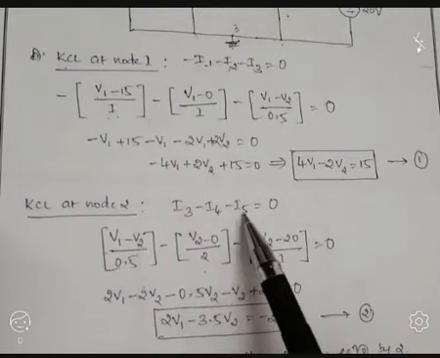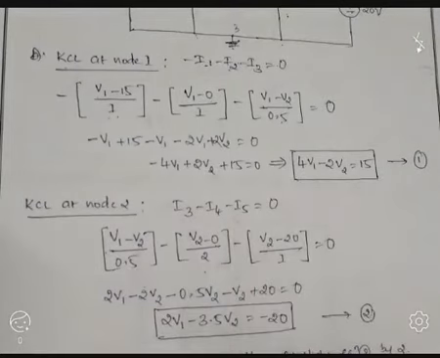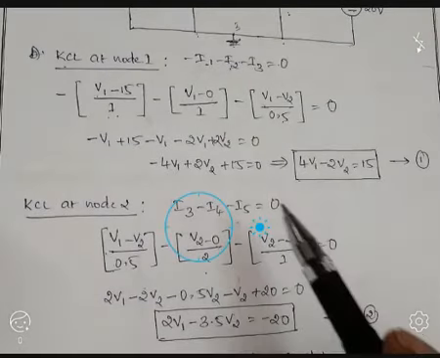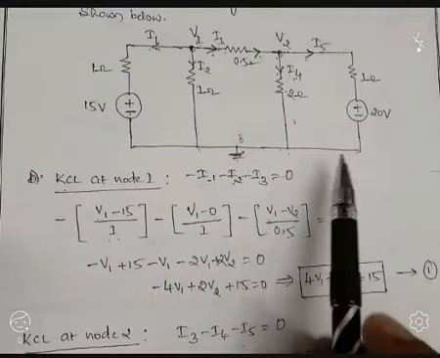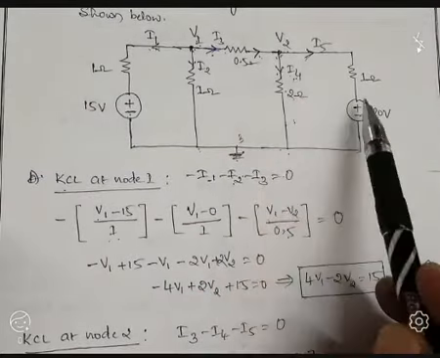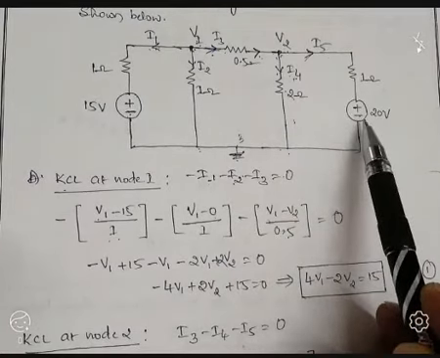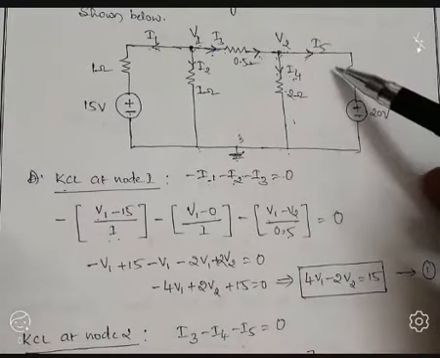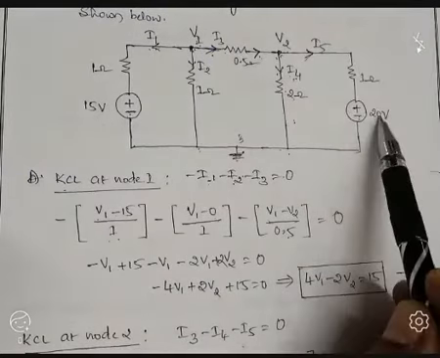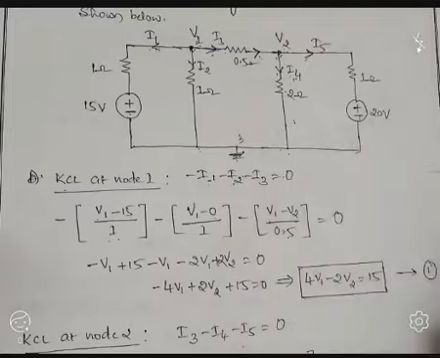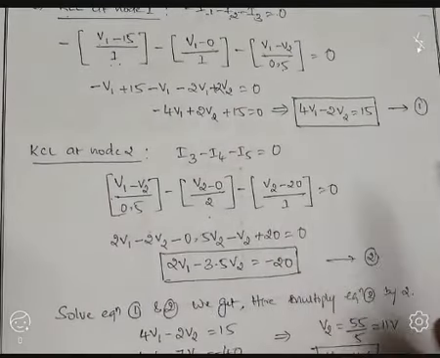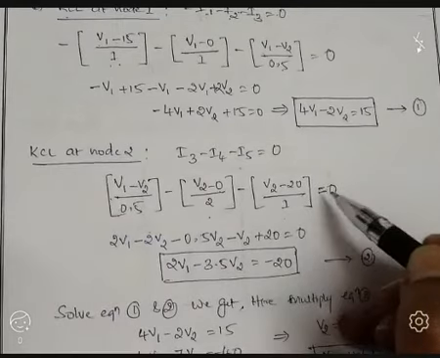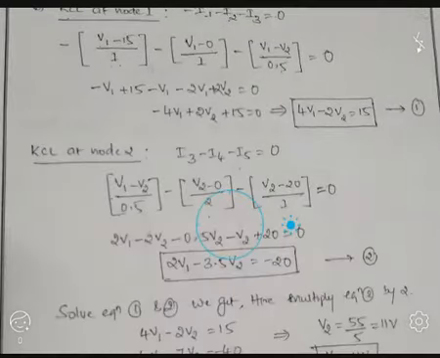Let us see the current I5. The current I5 is moving through this branch. This branch has a voltage source, that is 20 volt. The head of the arrow mark is pointing to the negative polarity of this voltage source. Hence, (V2 minus 20) divided by 1 ohm is equal to 0. Okay.